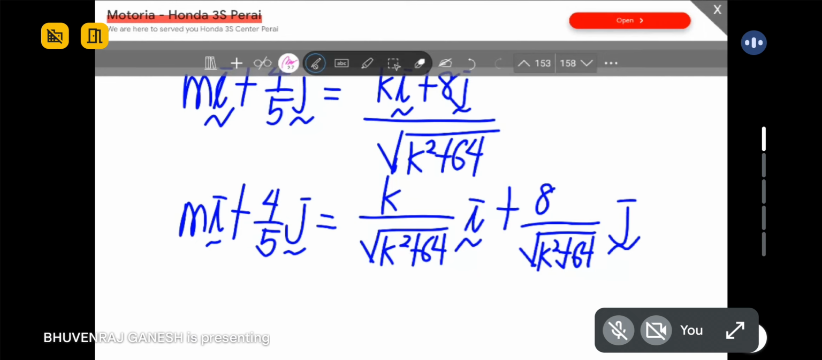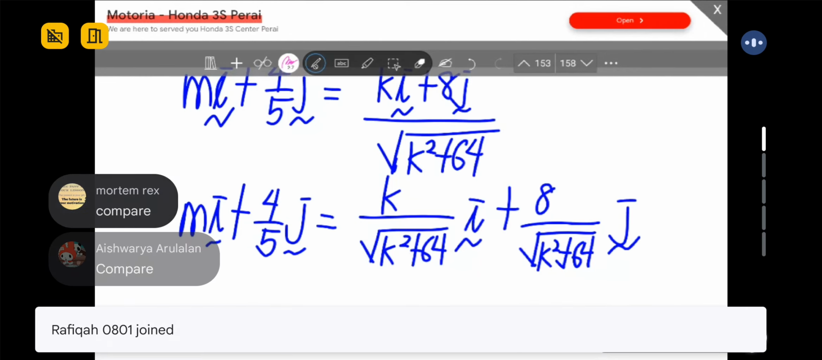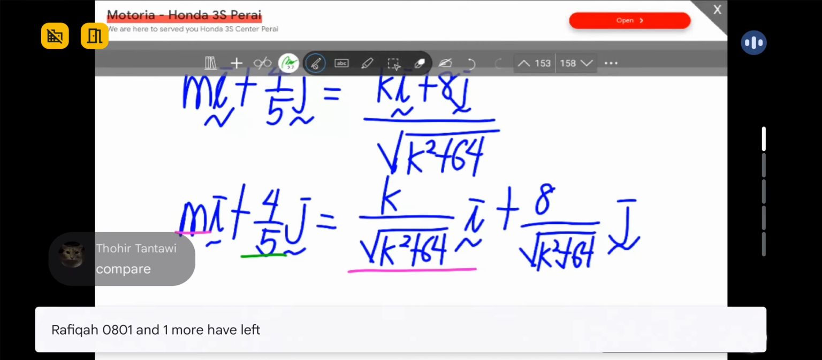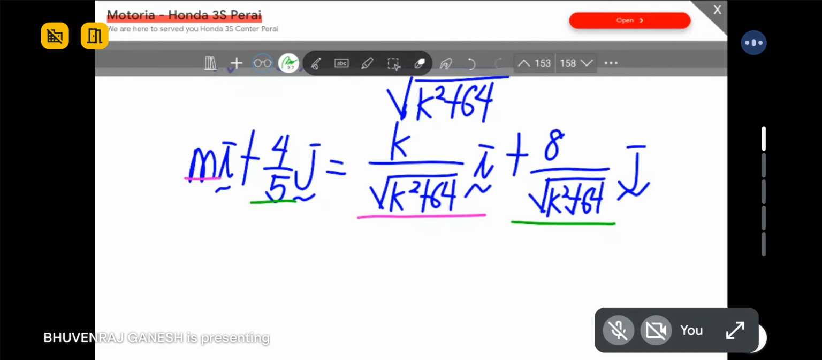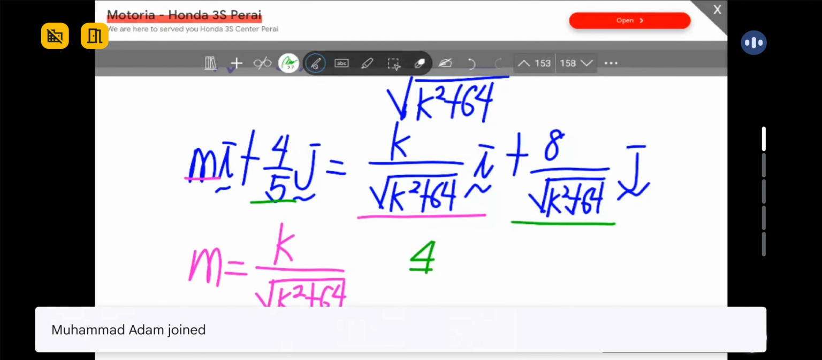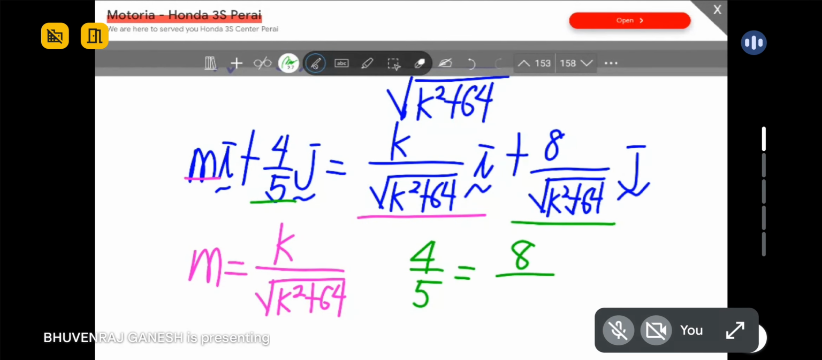Now you got two things. So the concept is, you compare, guys. You compare the coefficient of i and you compare the coefficient of j. That's all. So if you compare i, you will get m is equal to k over square root of k square plus 64. And if you compare the j, you will get 4 over 5 equal to 8 over square root of k square plus 64.